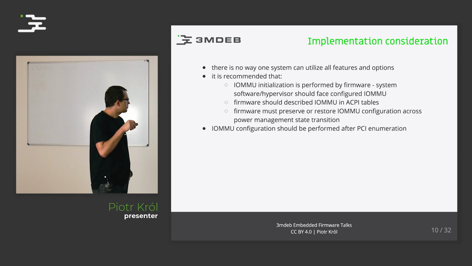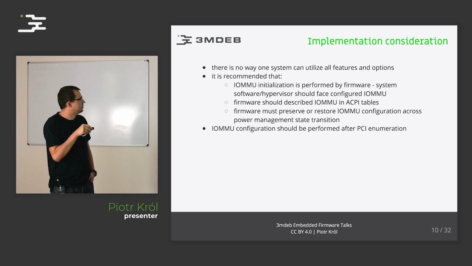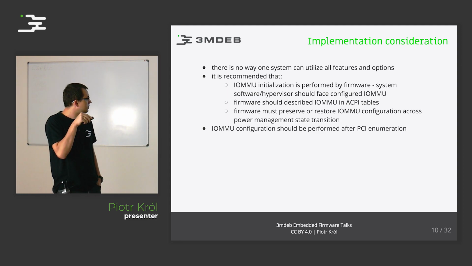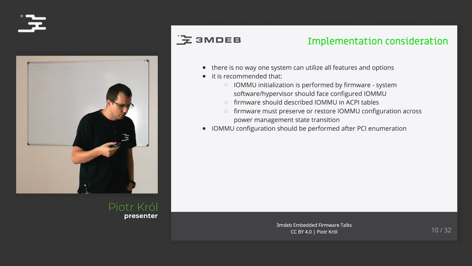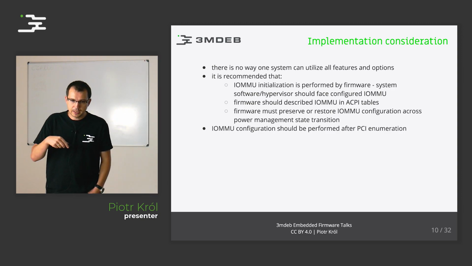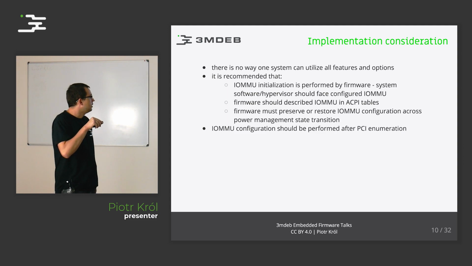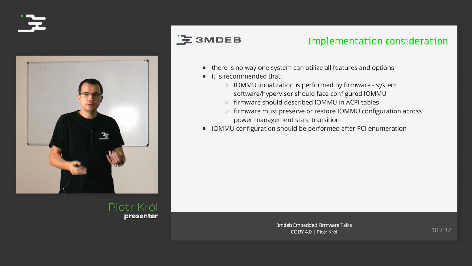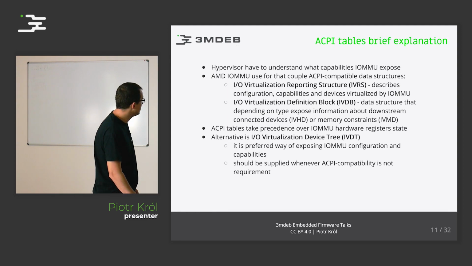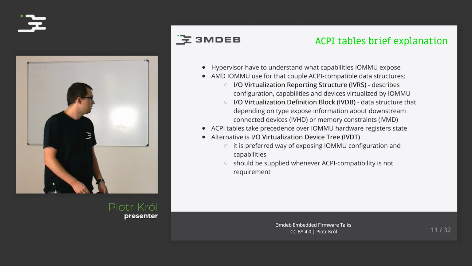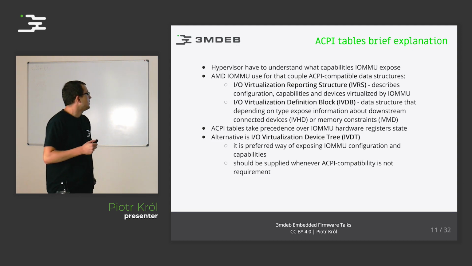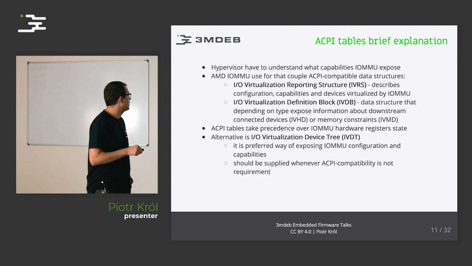Then, I'm not sure about that. I'm discussing with Ulf Risk whether this is true, if we really have to do it after PCI enumeration, as the spec is saying. If we want to create ACPI tables, we have to do that after PCI enumeration. But configuration of IOMMU can be done before, and probably is and probably should be, because according to Ulf, this may be a security problem if we're not doing that. Okay, let's go to the ACPI tables, the fun stuff.